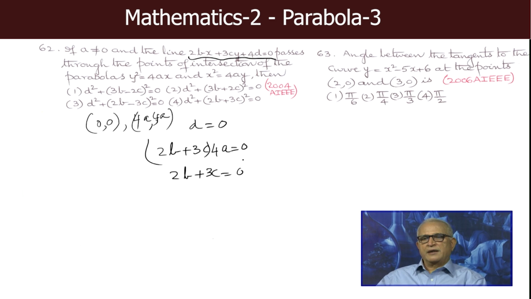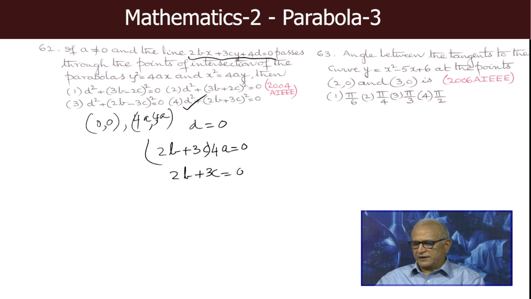A not equal to 0, and B, C real, D must be 0 and 2B plus 3C must be 0, that is, D square plus 2B plus 3C whole square equal to 0. So, that is the last option, 2004 EAPCET. Next question also the same paper, 2006 EAPCET.